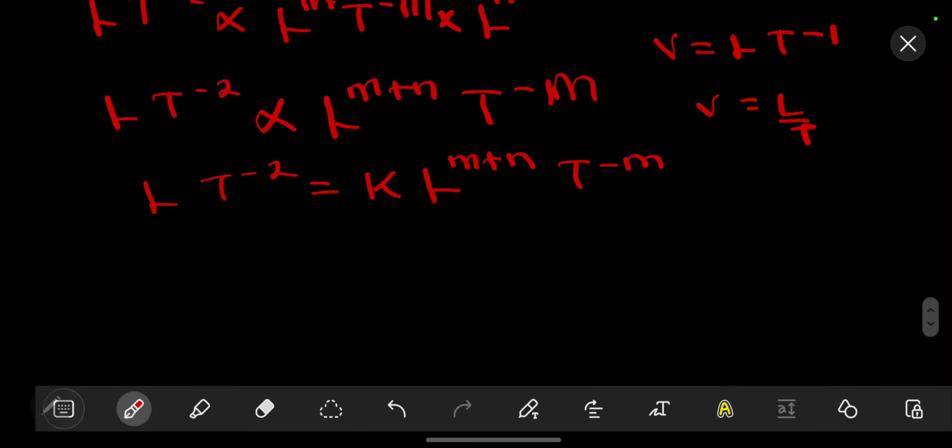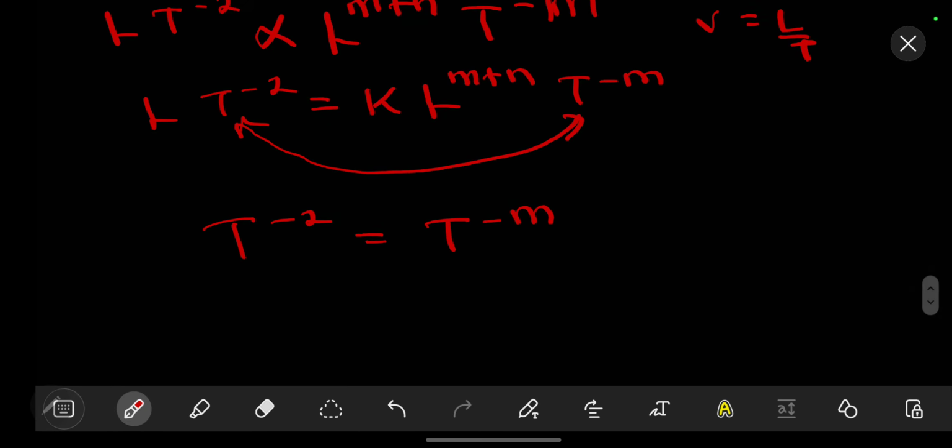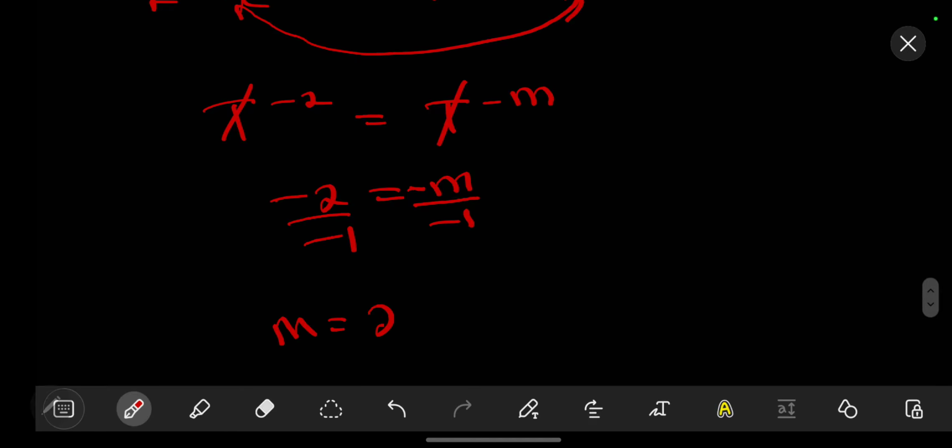So from here, what we are going to do is equate. Let us equate our t with t there. We are going to have t raised to the power -2 equal to t raised to the power -m. According to the rules of indices, if the bases are the same, you can equate the powers, so cancel that. We have -2 equal to -m. We divide by -1, and our m value should be equal to 2.